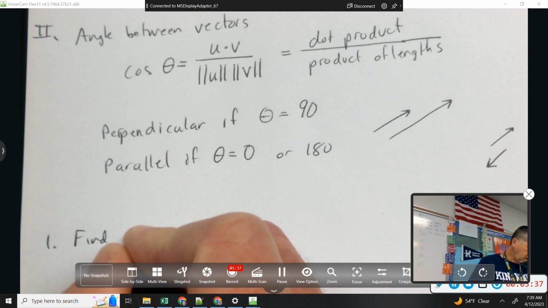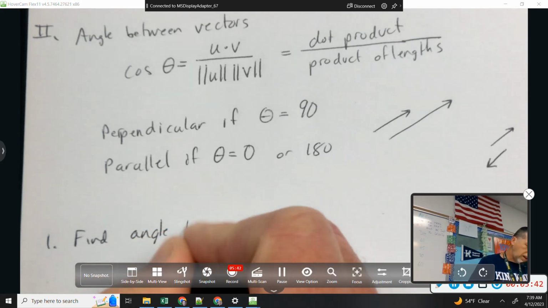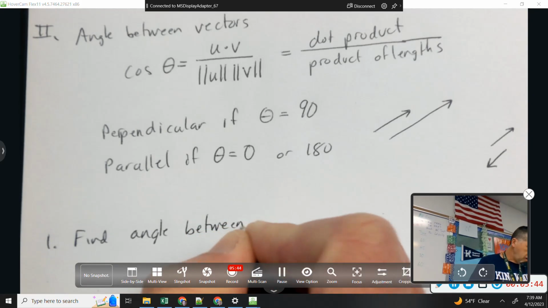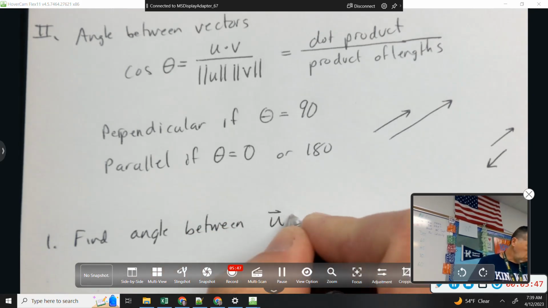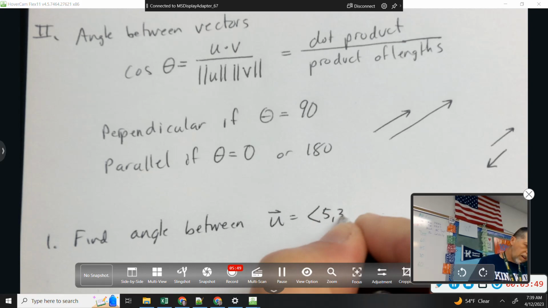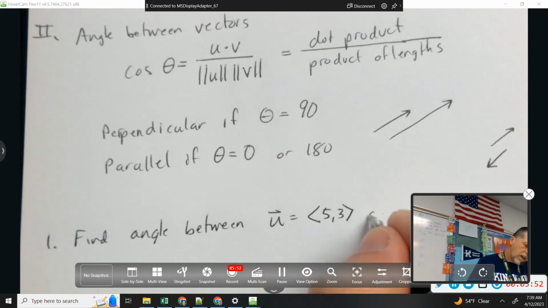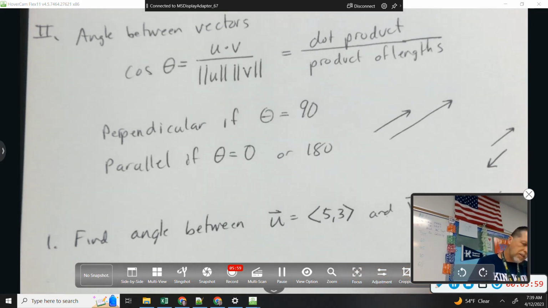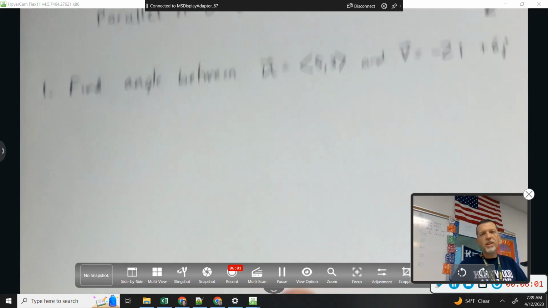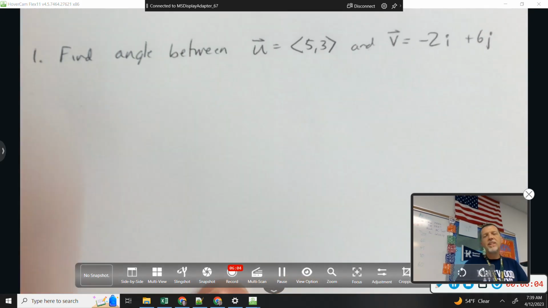All right, so let's find the angle between U, which is 5,3, and V, which is negative 2I plus 6J. And again, I'm intentionally mixing up the formats just to make sure we're comfortable with both, and to hopefully show that it doesn't really matter. Like, you're fine either way here.